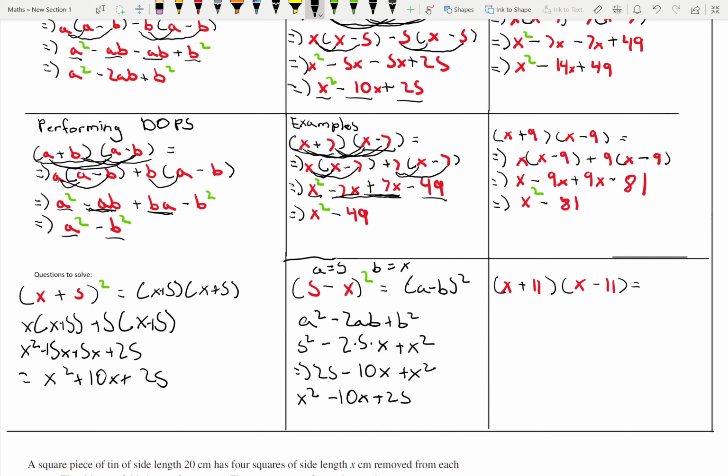And now we have one final question, which is x plus 11 times x minus 11. Now here we have the essential a plus b times a minus b situation, and we know that that equals a squared minus b squared at all times. Now if we substitute it, a equals x, b equals 11, so x squared minus 11 squared, which is just x squared minus 121.